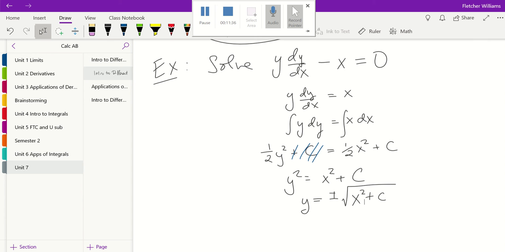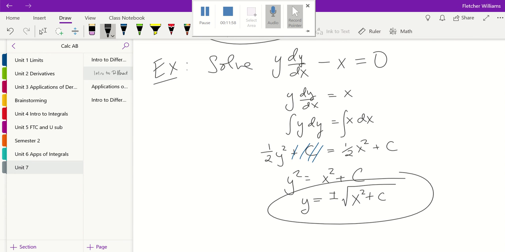Any questions on that? So this here is a family of curves. So again, it's a general solution because it's got that C. It's a bunch of curves. So when you plug in, if you put in C equals 0, you get one curve. If you put in C equals 1, you get another. C equals -1, you get a different curve. So it's an infinite set of curves, a family.